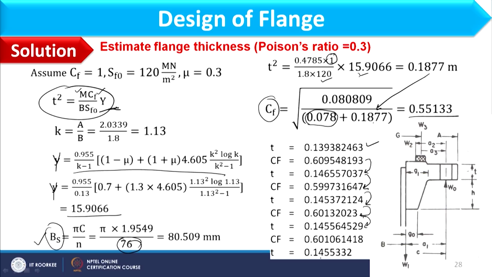So, here we have the final value of thickness as 0.1455, which is almost equal to the previous value of T, and therefore we can consider this as the final thickness of the flange. So, in this way we have computed all parts for flange design, and I hope the method is clear to you. Now, we will consider another example for design of flange.